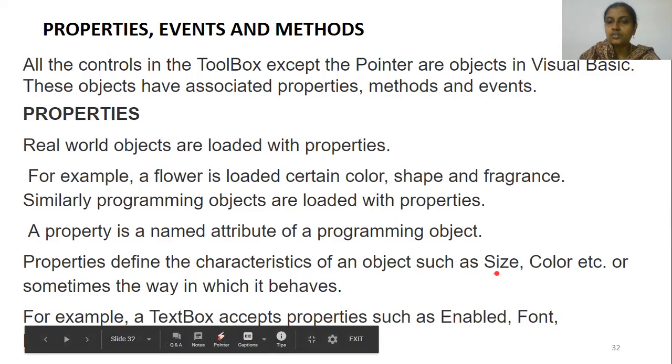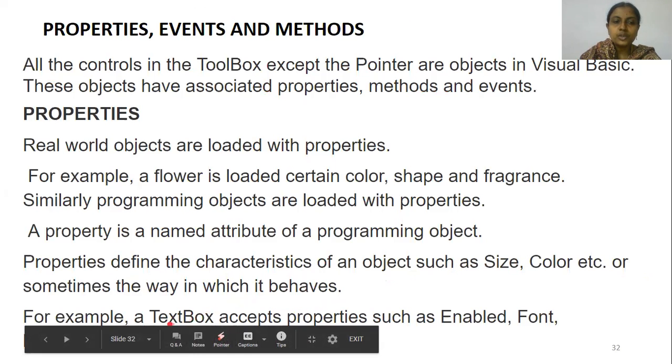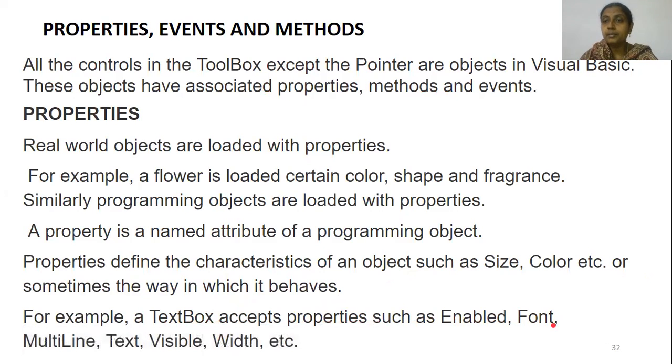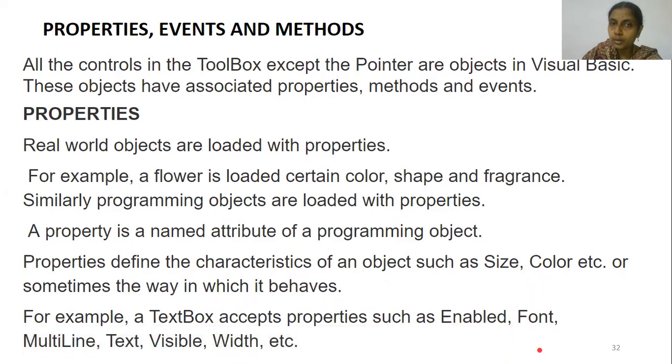Some of the properties you can see are size, colors, etc. When you take a text box, you have properties like enabled, font, fore color, back color, name, text. Here it is a multi-line text box. Like that, you will have properties. Every item in a Visual Basic tool will have certain properties. Properties help us design in a better way, with a graphical approach.